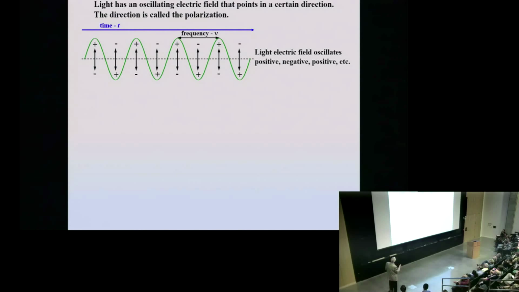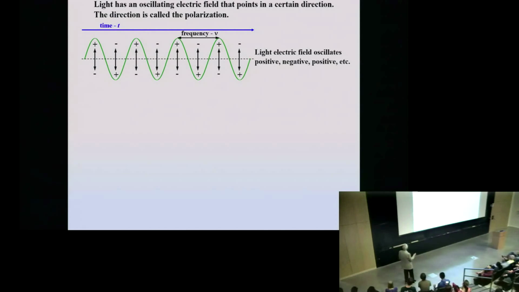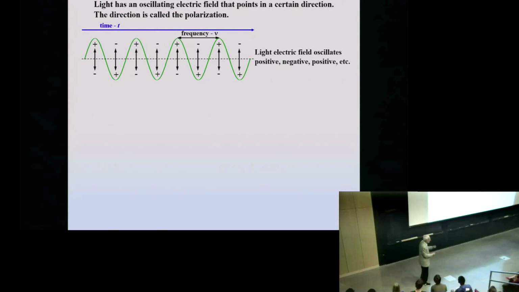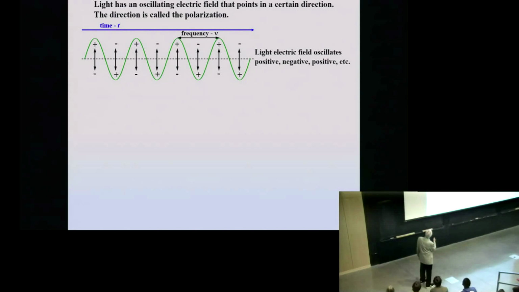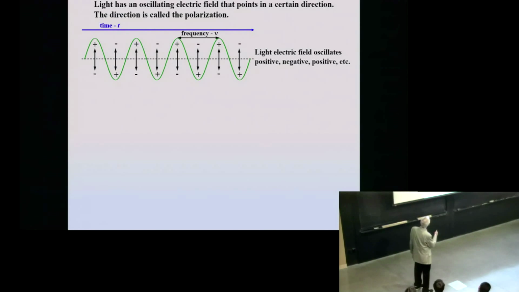So this is supposed to be a light wave, and so it's a sinusoidal wave, and the way you should think about it is an oscillating electric field. And what it does is, the field is plus minus, and then it's minus plus, then it's plus minus, minus plus, and so forth.